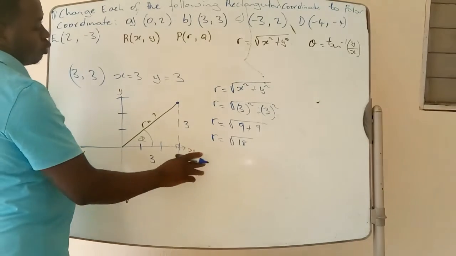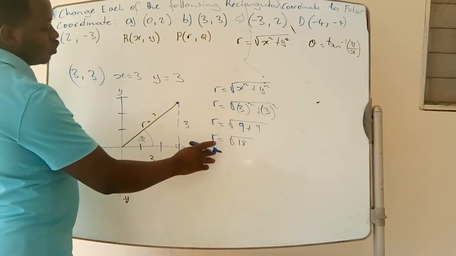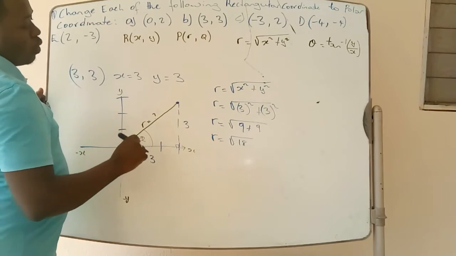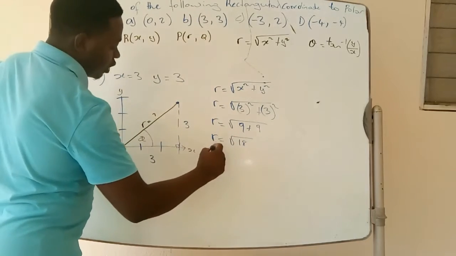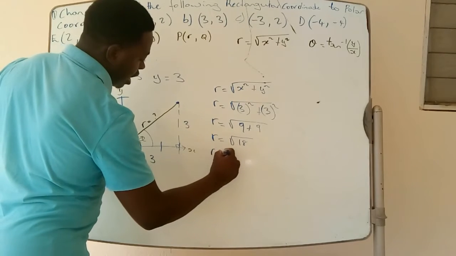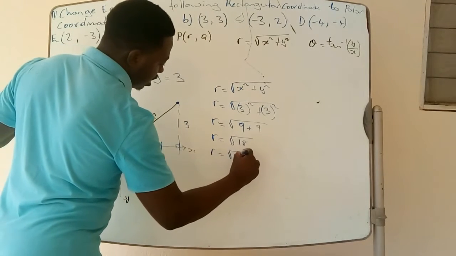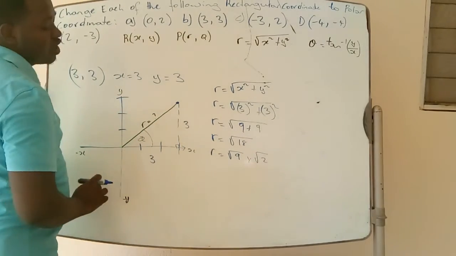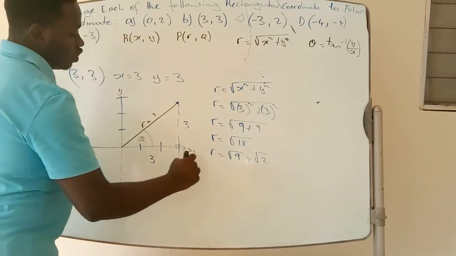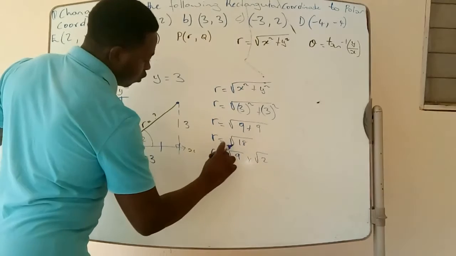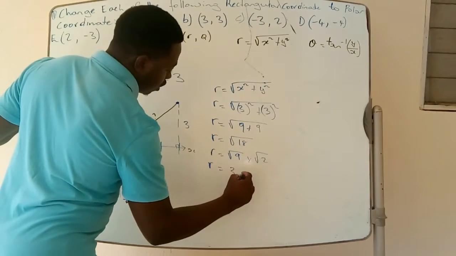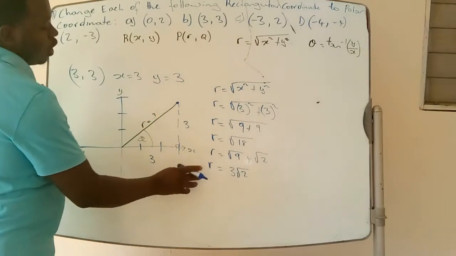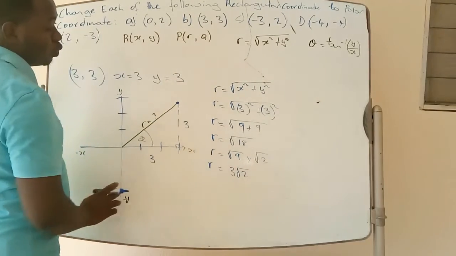Now, we want our answer in surd form, so what I'm going to do is rewrite 18 as a product of 2 numbers, where one of the numbers is a perfect square. So r is equal to the root of 9 times the root of 2. 9 here is a perfect square number. What's the root of 9? The root of 9 is just 3. So the final answer is 3 root 2. So our r value is 3 root 2.